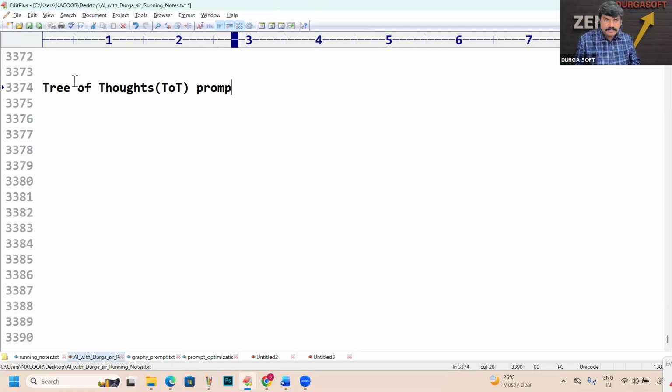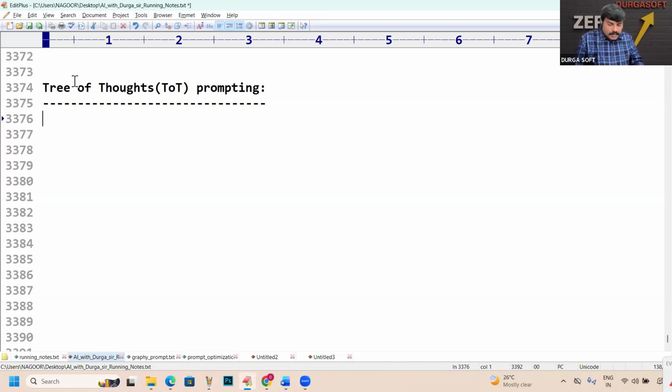TOT. Okay, so explore multiple possible solution paths before choosing the best one. Okay, like that. So it's very simple, right? So what is the pseudocode?